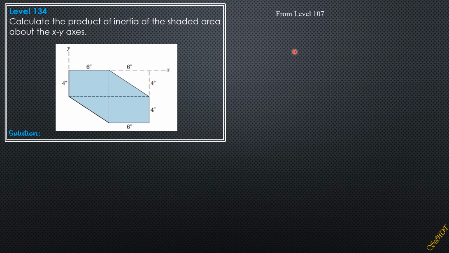So from level 107, we divide the areas into two rectangles and two triangles of this orientation, which matches this formula here. Ixy for the triangle is b square h square over 24, and with respect to the centroid, which is important here because we're going to apply the parallel axis theorem for product of inertia, negative b square h square over 72 for that orientation.